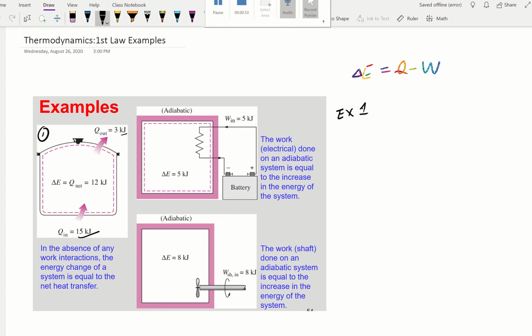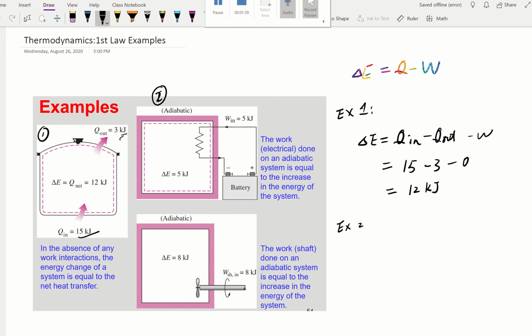My example 1 will be delta E is equal to, there's a Q, there's heat coming in, and there's also heat coming out. So the heat coming in is going to be 15 kilojoule, positive, based on the sign convention we're talking about. If there's heat coming in, it's positive. If there's heat coming out, that's negative. So that 3 is going to be negative 3. Together that gives us 12 kilojoule. Since there's no work, it is 0. So that's delta E, the energy change for the first system. Pretty straightforward. Now let's look at example 2.